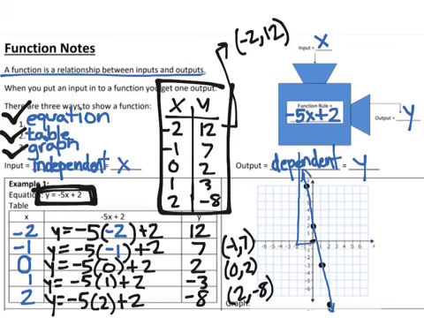Even though we stopped drawing our graph, it still goes on forever. This line, if we wanted to, we could continue it all the way off the page, but we just draw an arrow at the end of it to say that.